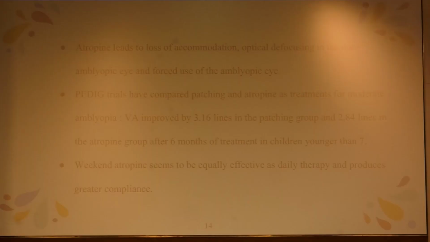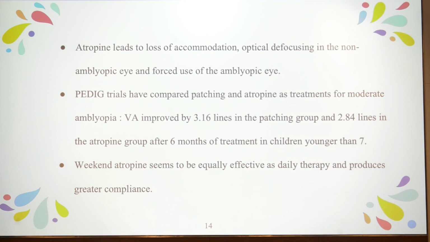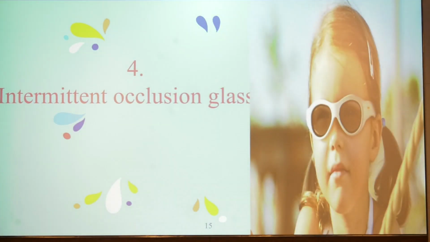So atropine penalization is another way of deterring the better eye from seeing and stimulating the amblyopic eye. It leads to accommodation loss, optical defocus, and forced use of the amblyopic eye. The PEDIG trials have compared patching and atropine, and they have shown that visual acuity improvement is comparable between the patching and atropine penalization group.